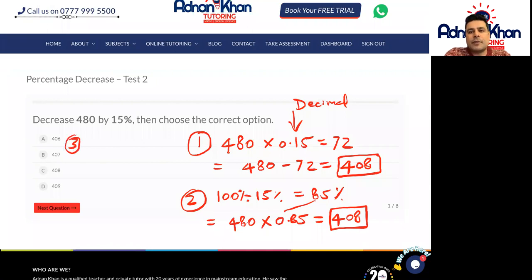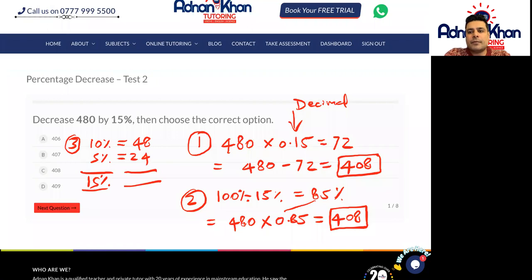Okay, so let's work out what 10% and 5% of 480 is. So 10% of 480 is 48, and 5% of 48 is going to be half of 10%, so 5% is half of 10%, and half of 48 is going to be 24. Okay, let's add these up.